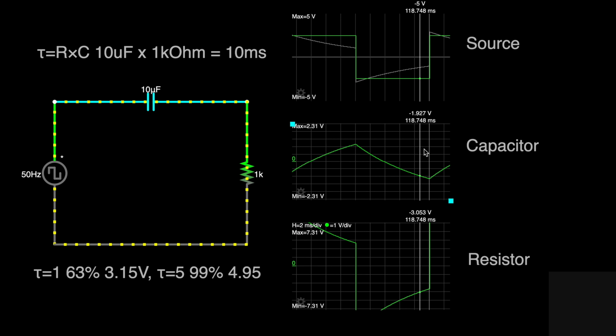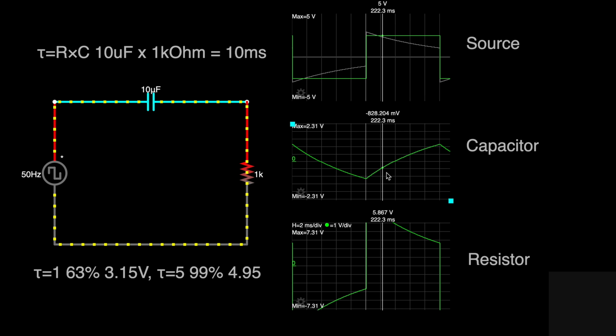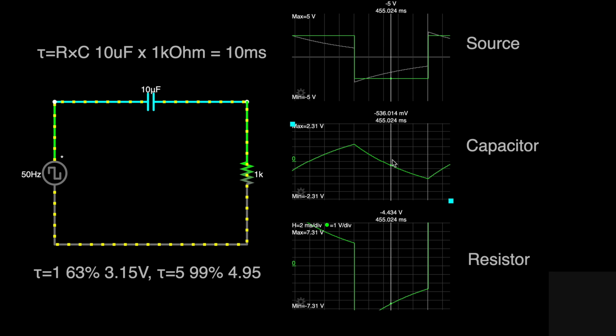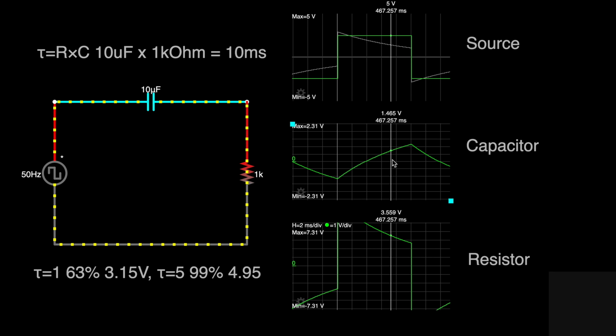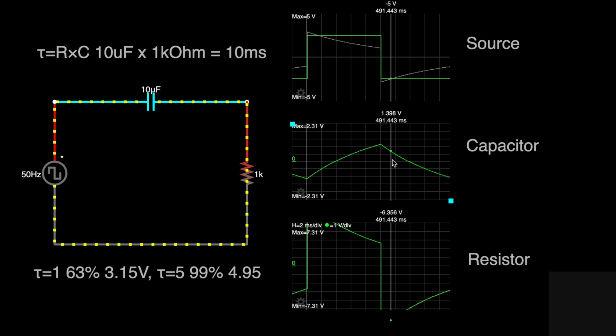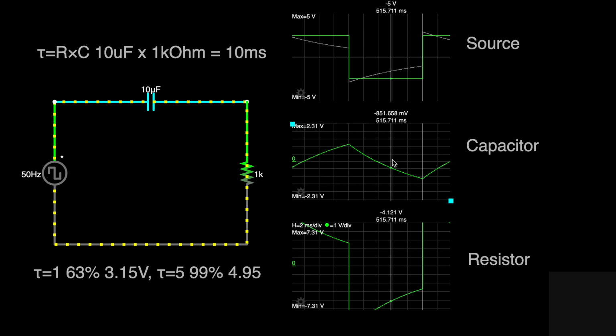So it goes to 2.3 volts. So we've attenuated that input voltage by about half. What this capacitor is doing is it's acting as a low-pass filter, and it's attenuating higher frequencies. And then conversely, the resistor is acting as a high-pass filter, and it's attenuating lower frequencies.